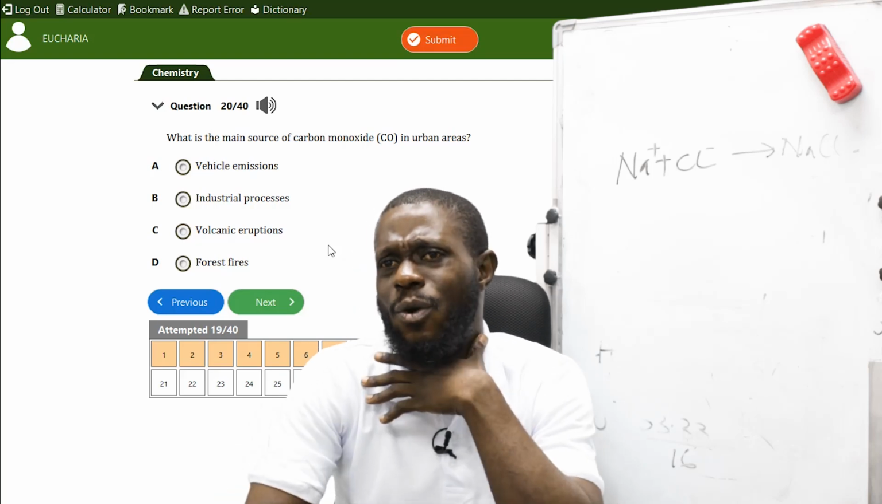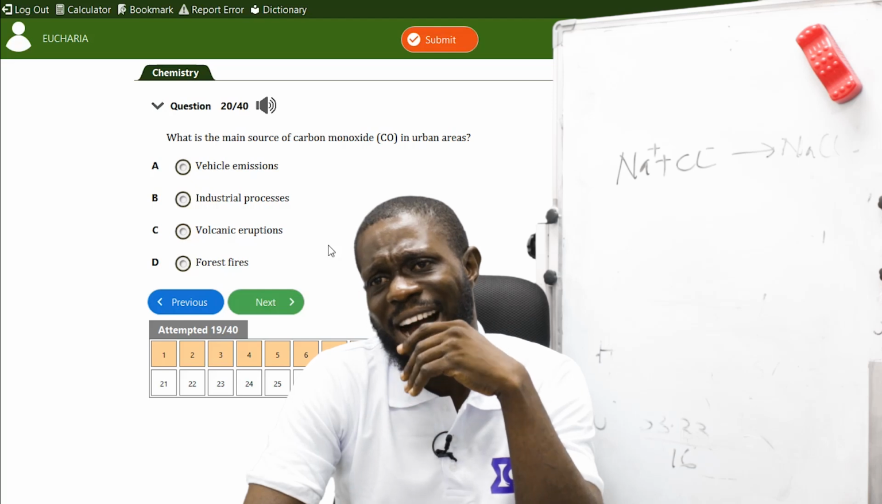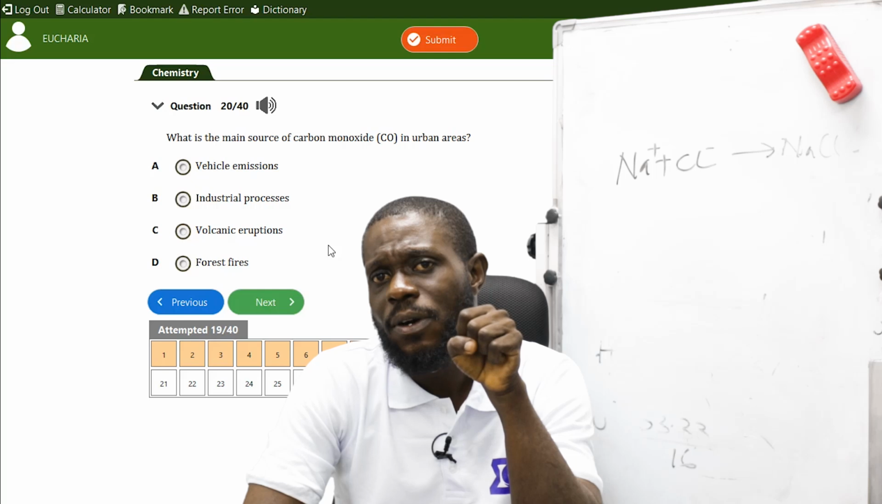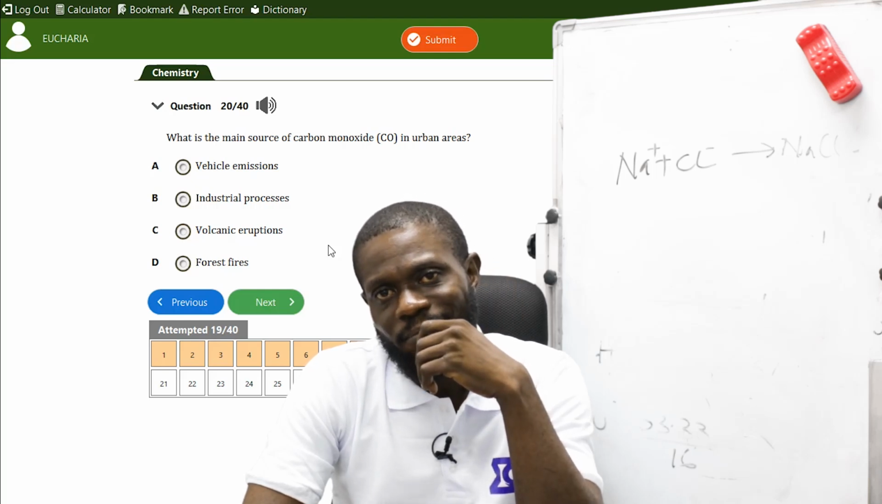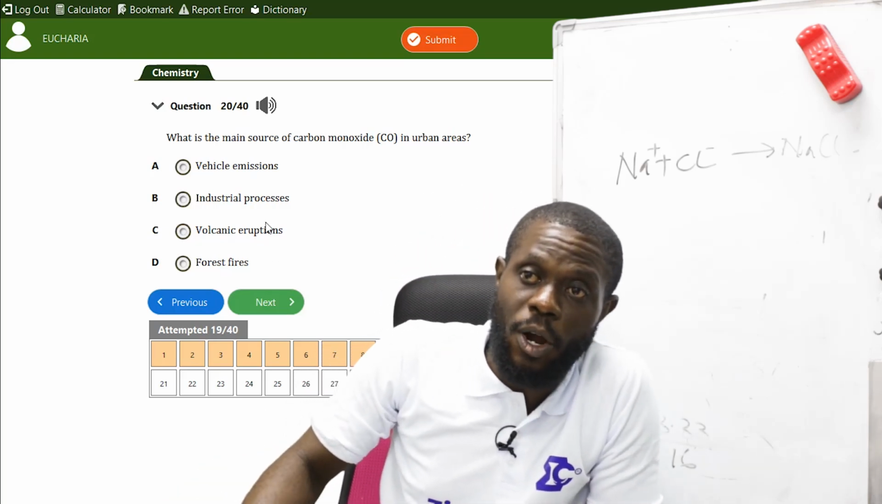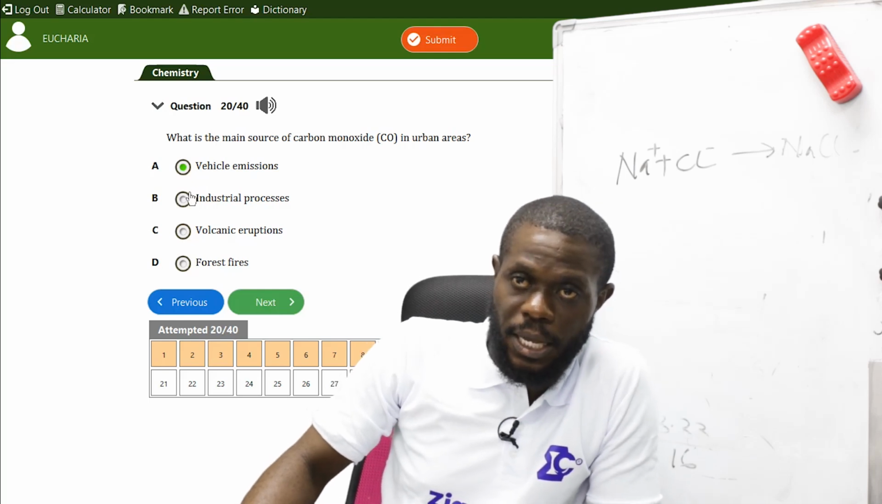But let's see vehicle emissions. Everywhere in urban areas, there are cars, there are vehicles. And the smoke that comes out from their exhaust pipe is carbon monoxide. So the main source of carbon monoxide in urban areas is vehicle emission. So the correct answer is A.